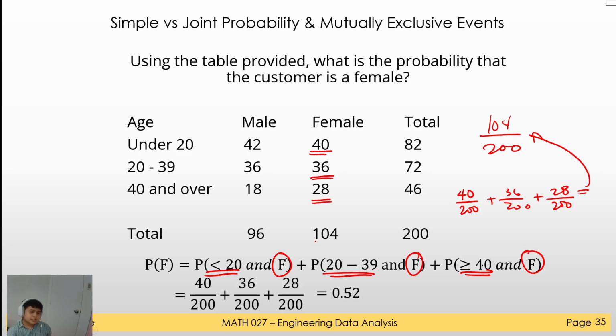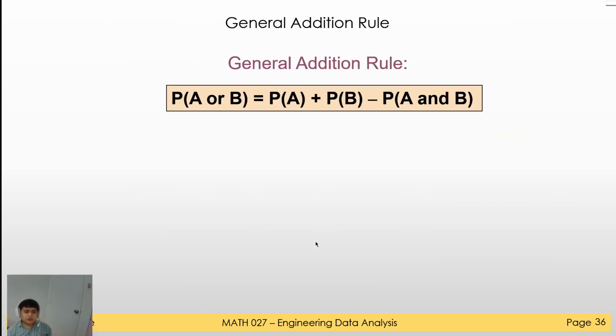Okay? So, moving on, we have the general addition rule. If you have two events, A and B, that can occur, the probability of A or B happening is the sum of the probability of A and the probability of B, minus the probability of A and B occurring. So, we will make sense of this later. Why do we have this term here? So what is this? Again, this is the intersection.